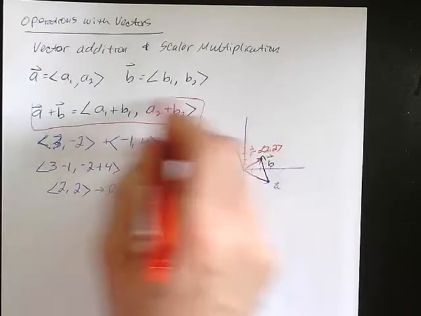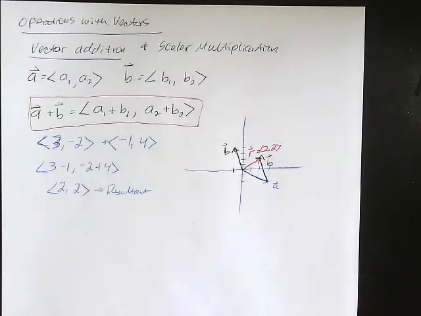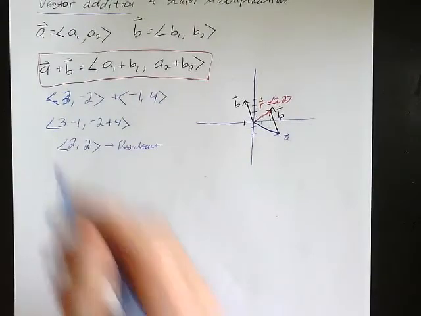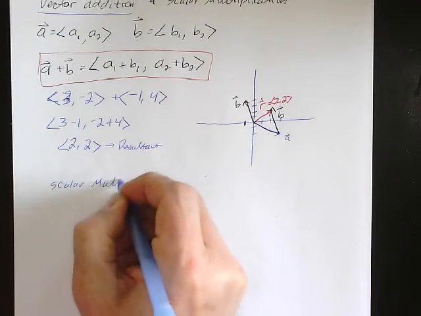As vectors get larger and more involved and far more complex, this formula is the preferred way to go about doing it, just because it makes life a lot easier, a heck of a lot easier. So that takes care of vector addition.